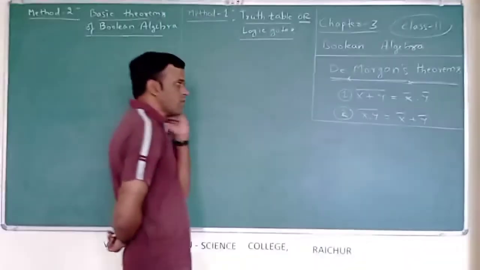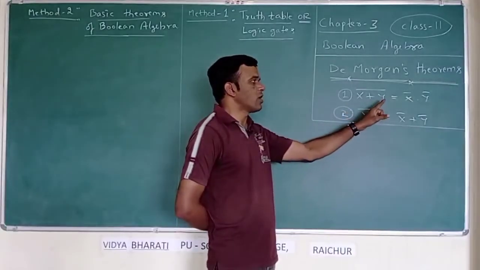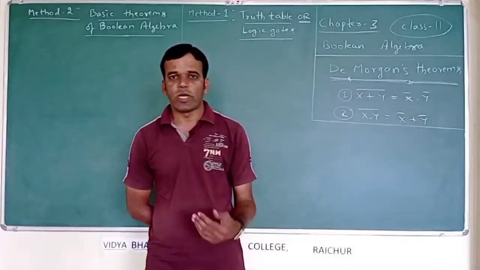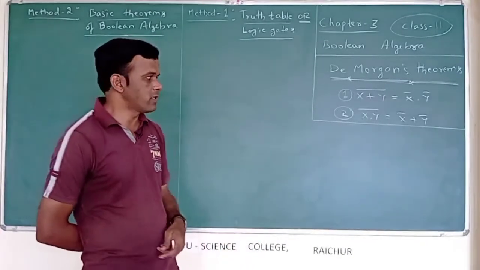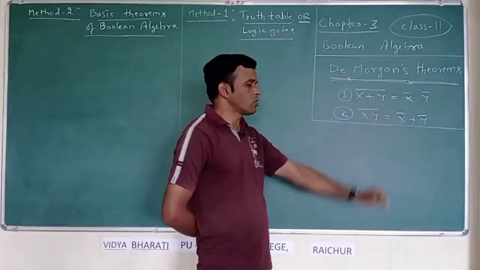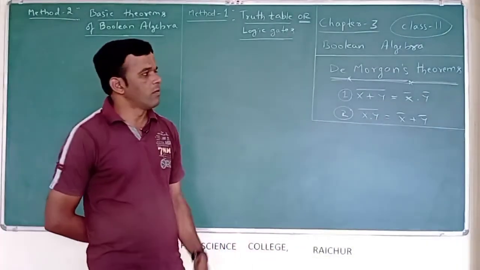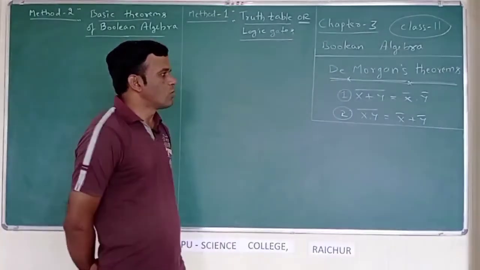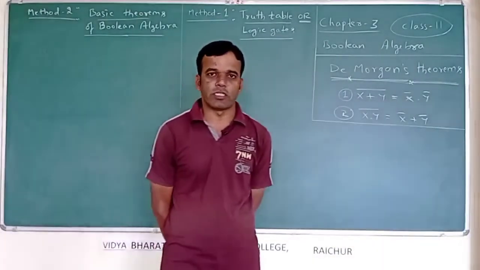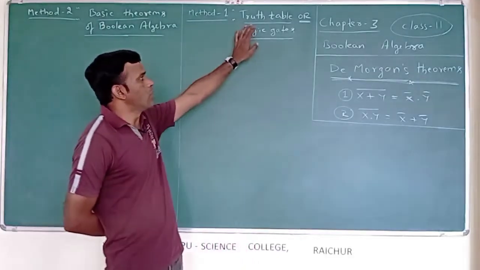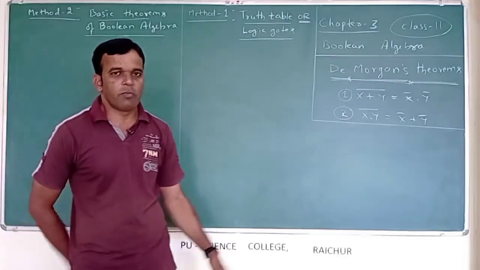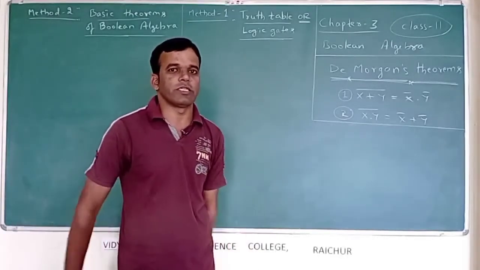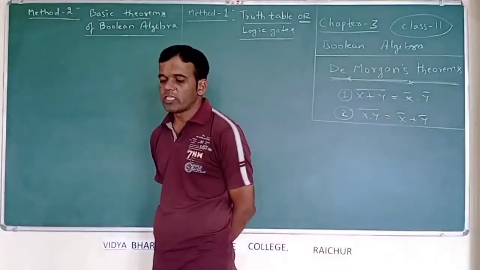Here the first one is (x plus y) whole complement equals x complement into y complement. This is the first De Morgan's theorem. The second states that (x into y) whole bar equals x bar plus y bar. To prove these two theorems, we have two methods. The one is using the truth table, or we can say constructing the logic gates, or parallelly truth table as well as logic gates. The second one is using the basic theorems of Boolean algebra.